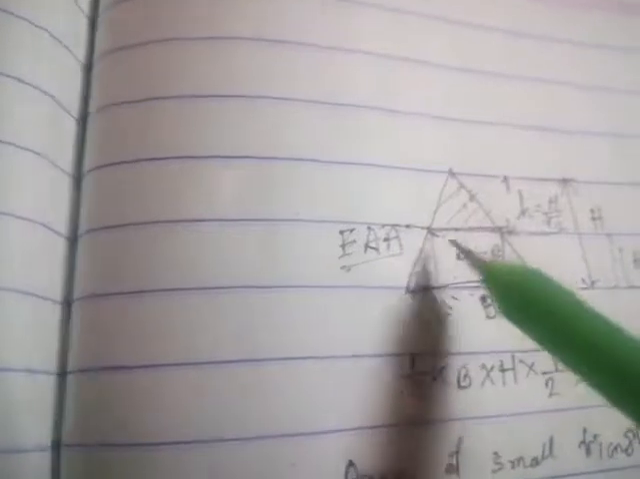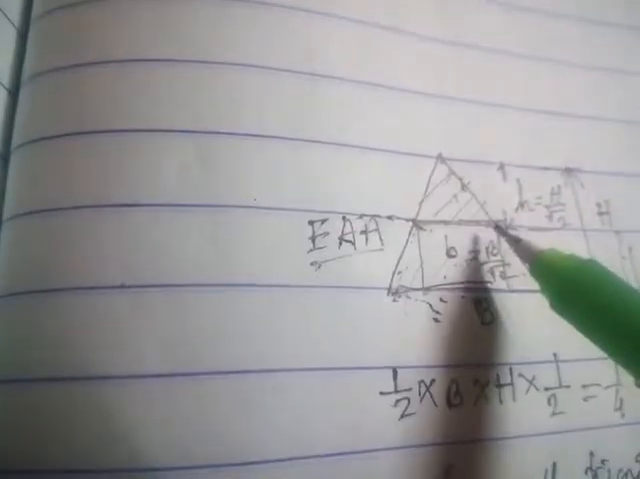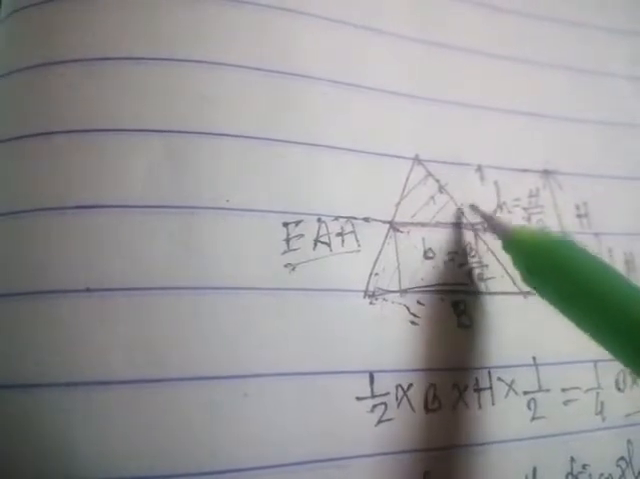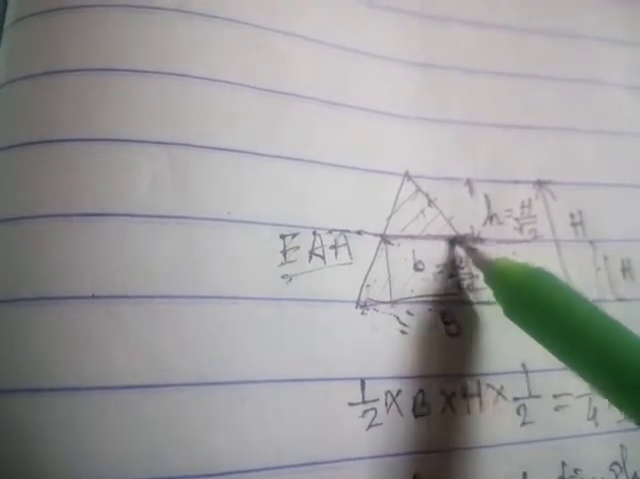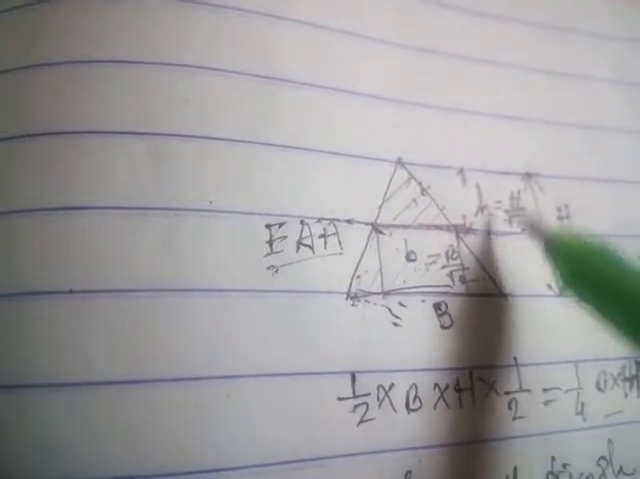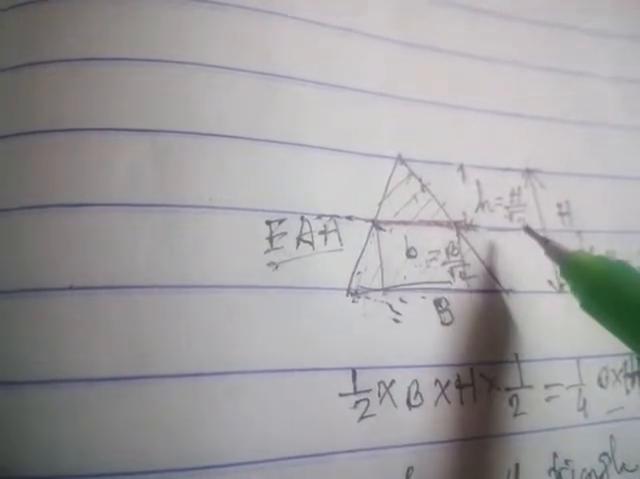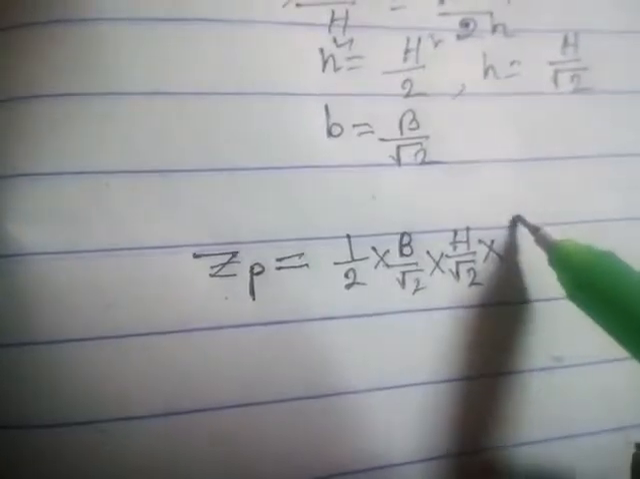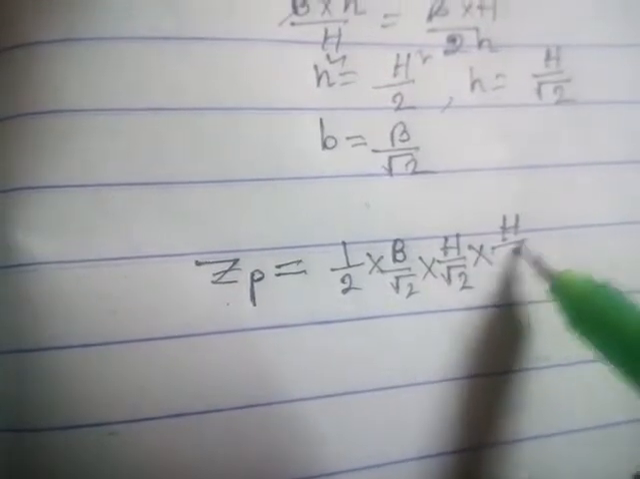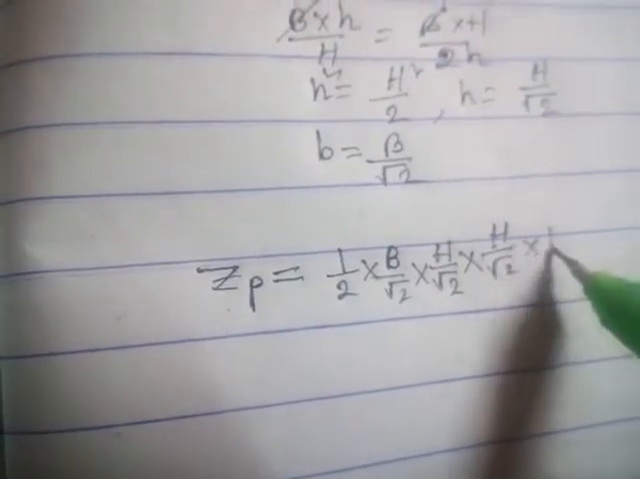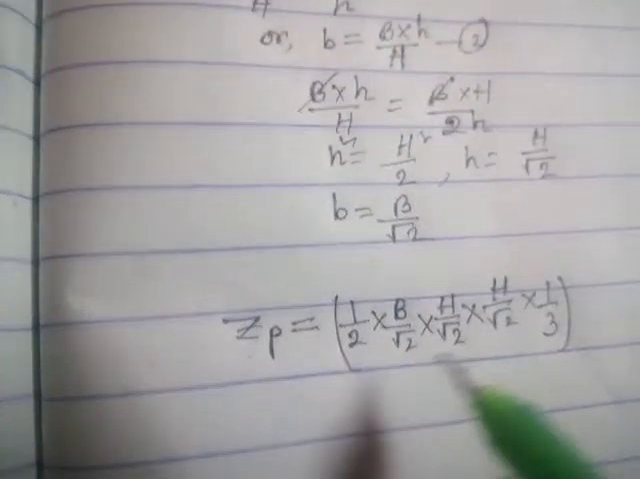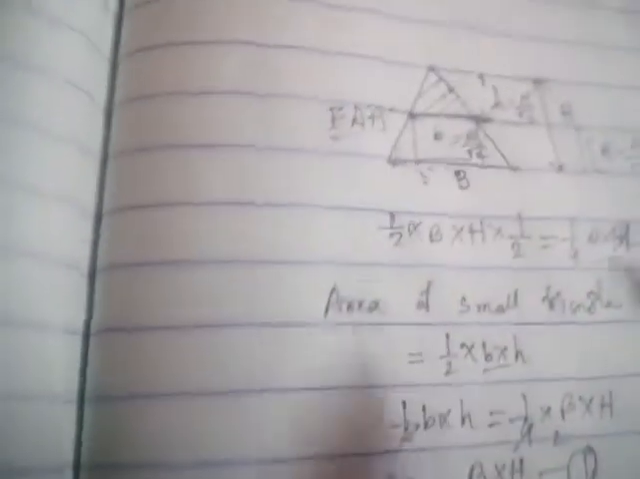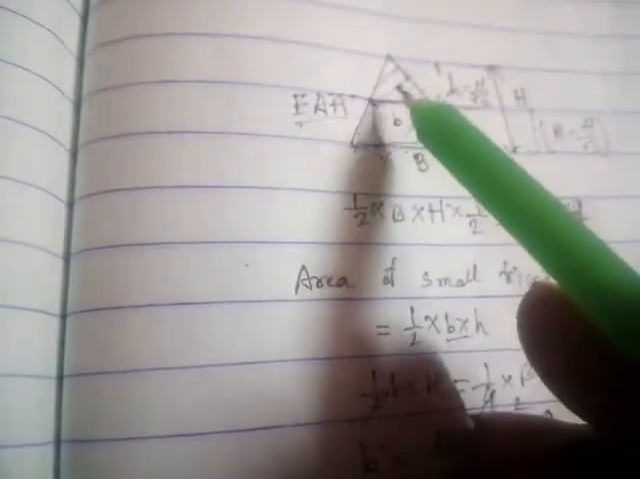Now the moment of area: the moment will act at 1/3 of this height from here, that means H by root 2 into 1/3. So we will multiply here H by root 2 into 1/3. This is for the first triangular section, the upper triangular section.